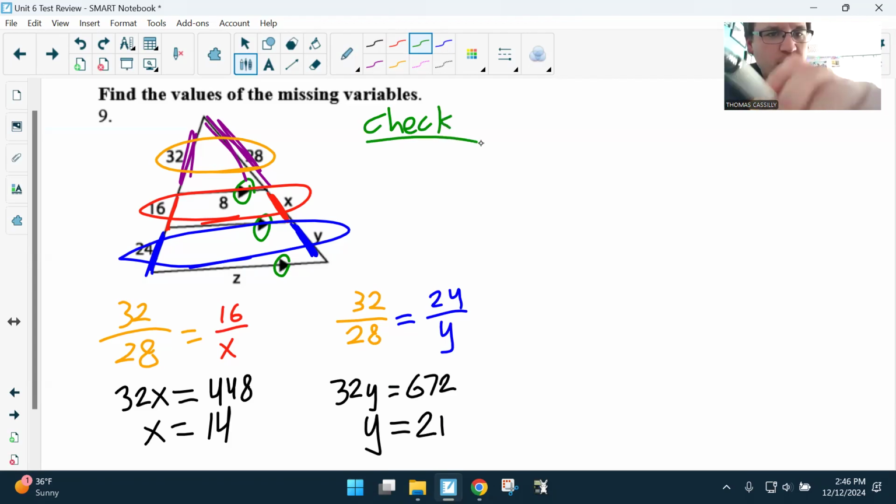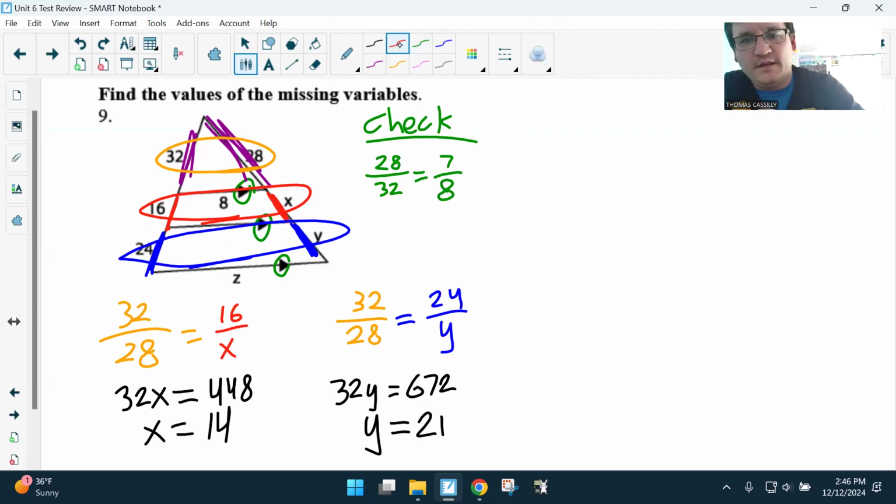All right, this would be an optional step. 28 over 32. If we divide those, 28 divided by 32, I can divide both of those by a 4. This gives me 7/8. All right. If I do 16 divided by, what did I get, 14? Wait a minute. We're going backwards.